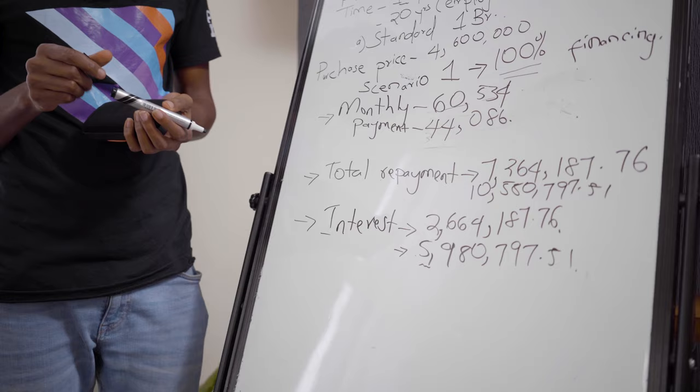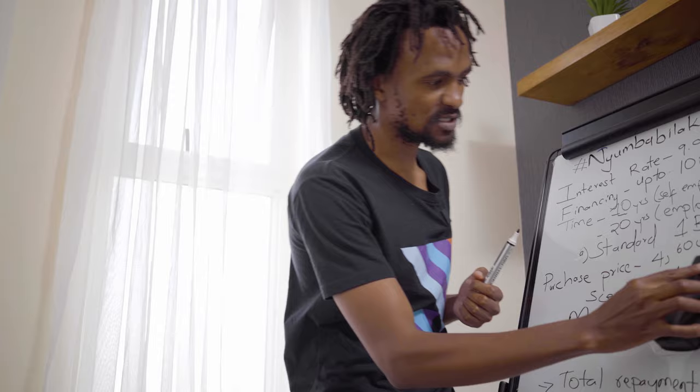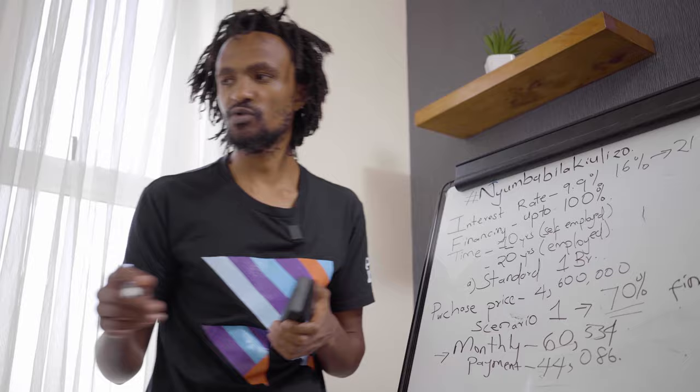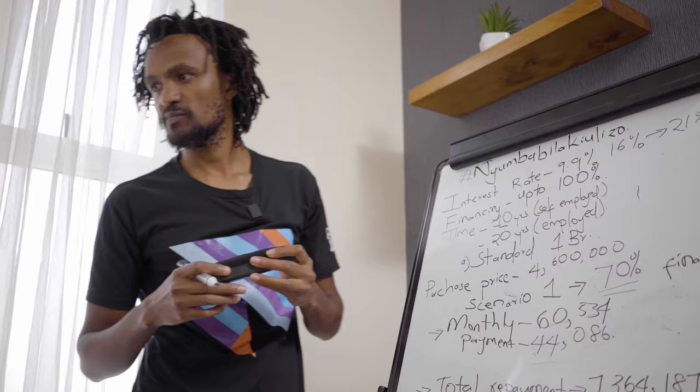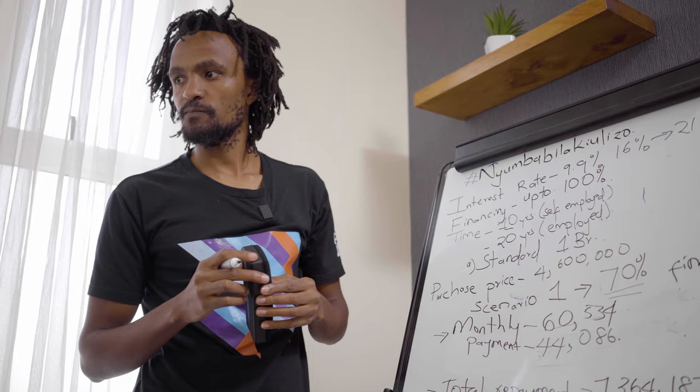So now let's do another scenario for the same house, but with 30% down payment, so 70% financing. Just go back to the calculator. The home sale price is 4.6 million. Deposit 30%, you just put the percentage, 30. What scenario are we putting, self-employed or employed? Let's start with the self-employed guy, 10 years.